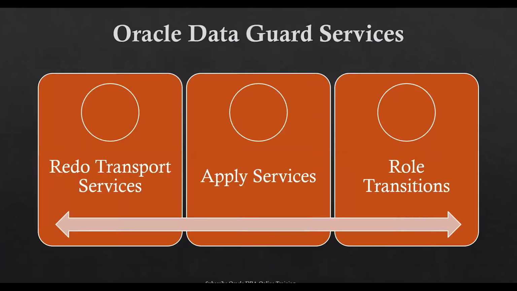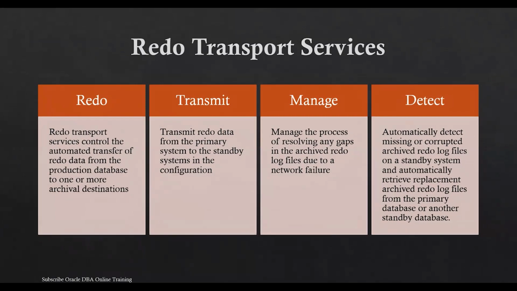The next part is the different services available when we talk about Data Guard. We have the redo transport service, the apply service, and the last one is role transitions. So Data Guard services are divided into these three categories. We'll look at the first part, the redo transport service, which consists of redo transmit, manage, and detect.